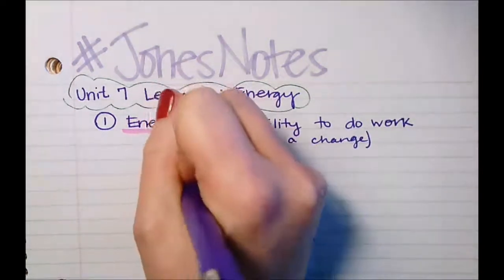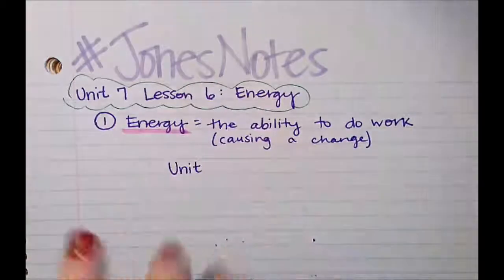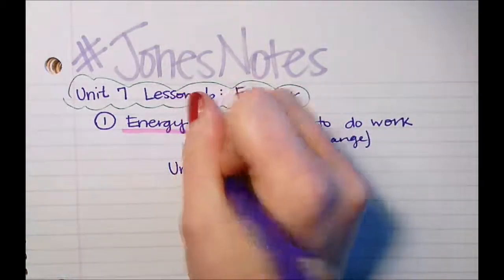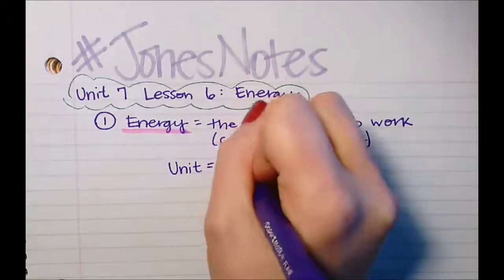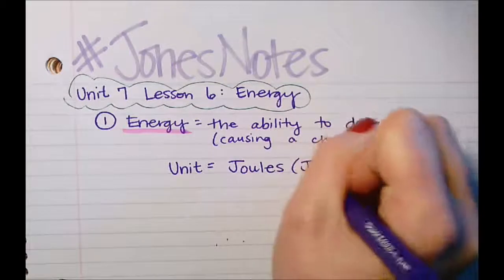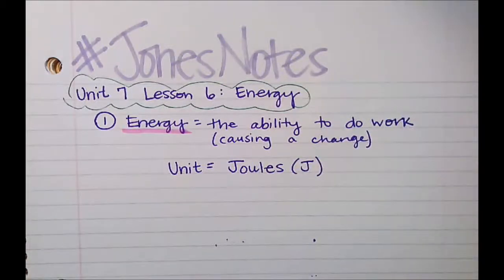Now, we use the unit of newtons for force. We use a different unit for energy. That energy is called joules, and we abbreviate that with a capital J. So anytime I say a number with a J, that just means how many joules of energy it has. So our unit is joules.